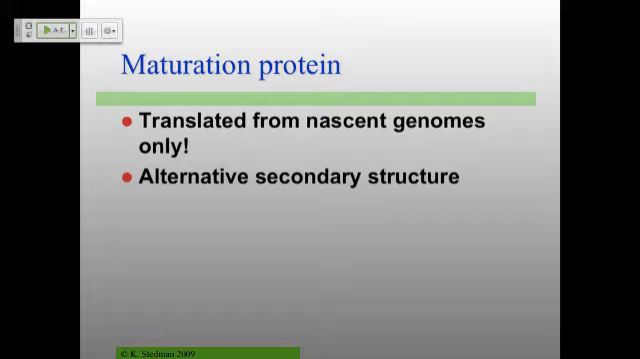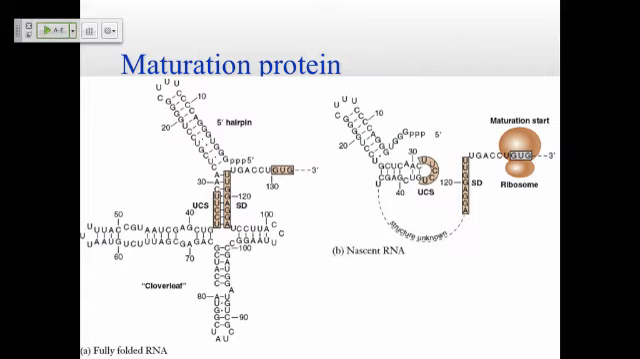And so it makes sense. Every time you have a new genome, you're going to need one more maturation protein, because it's going to be one maturation protein per capsid, one genome per capsid. How does this happen? Again, it's through alternative secondary structure. And if you remember the genome, I should have put the map back up here, but the maturation protein is right at the 5' end of the genome. It's the very beginning of the genome. And so this is literally the 5' end right here of the genome.